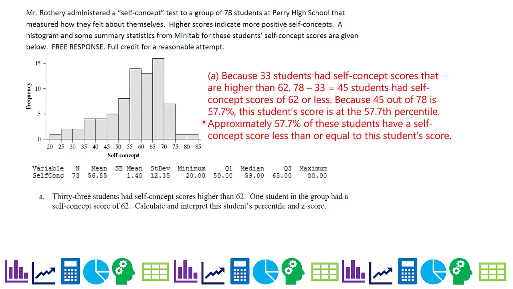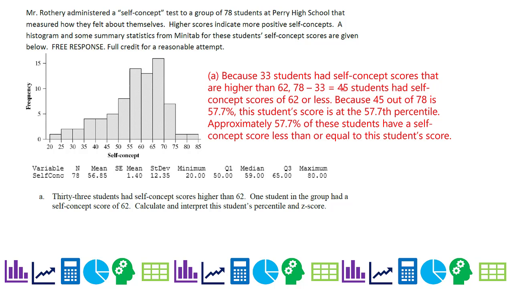33 students, and we did have to estimate, had self-concept scores higher than a 62. Let's see. How did we know that we had more than 33? Well, we said 78 measured how they felt about themselves minus the 33. So, we just counted these 33 higher than a 62. So we must have counted right here. 65. So you got about 16, and then you have roughly, so it's a little bit hard to estimate this. I can see that.